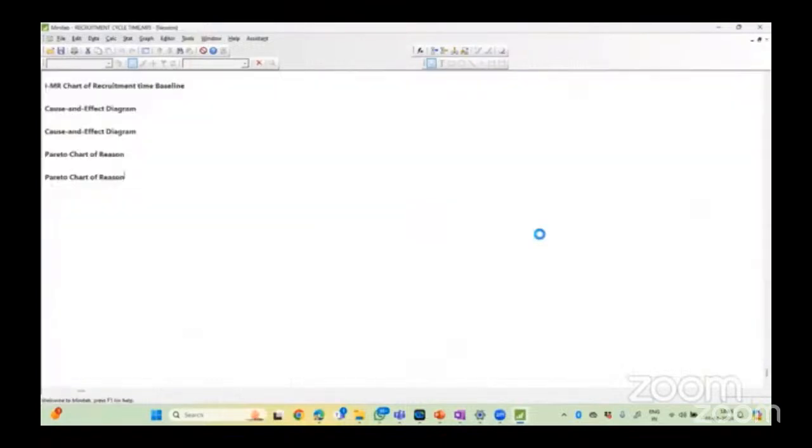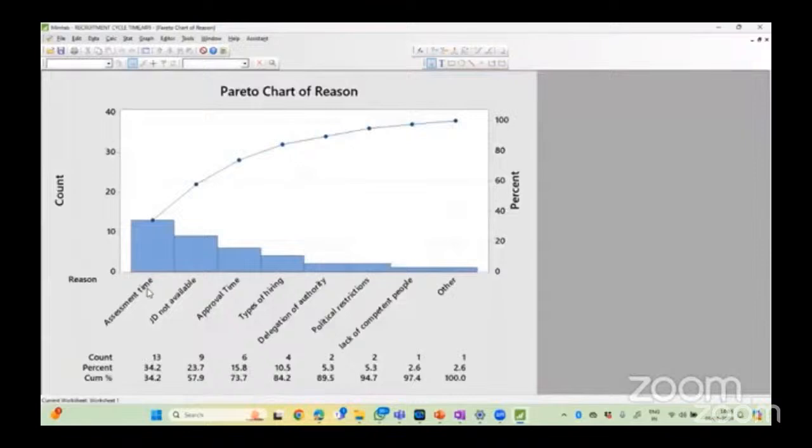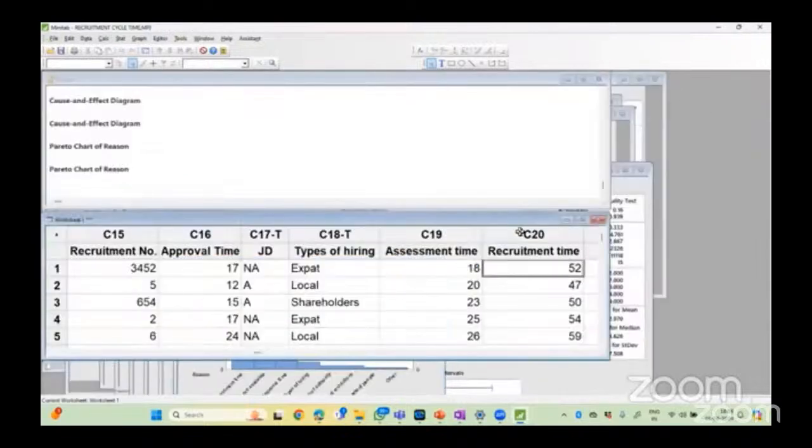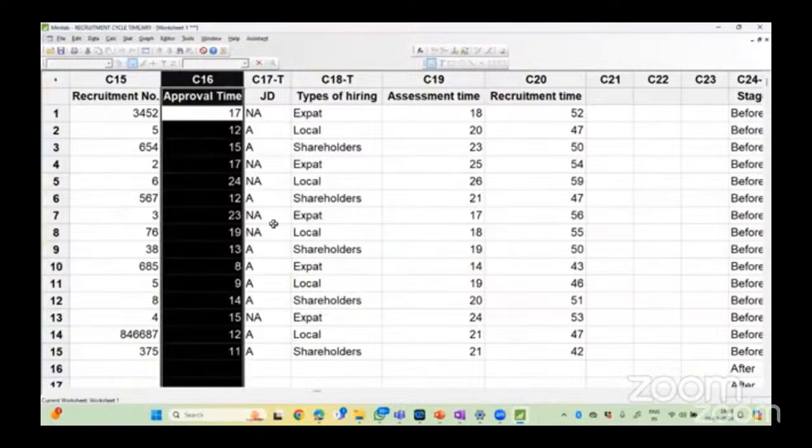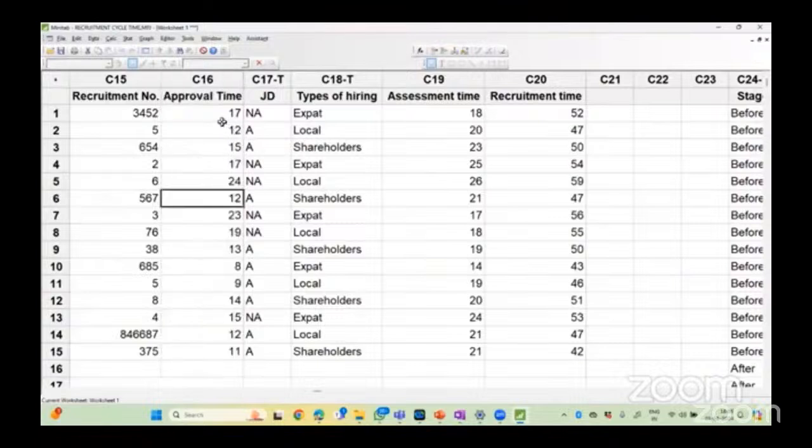Pareto I'm not believing. What assessment time? How did I get it? Maybe a person thought, people voted, they may be wrong. So what I will do, I'll further validate. I'll collect the data. Okay, approval time is the possible suspect. Let us collect the data.